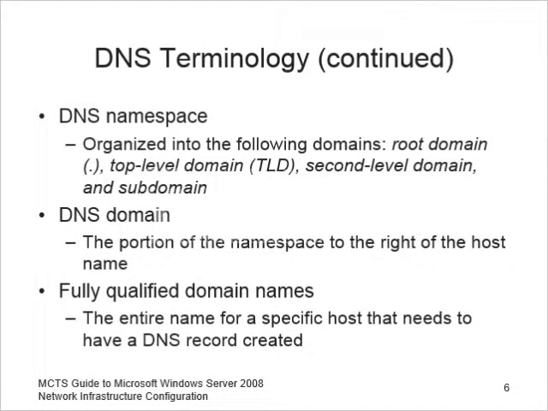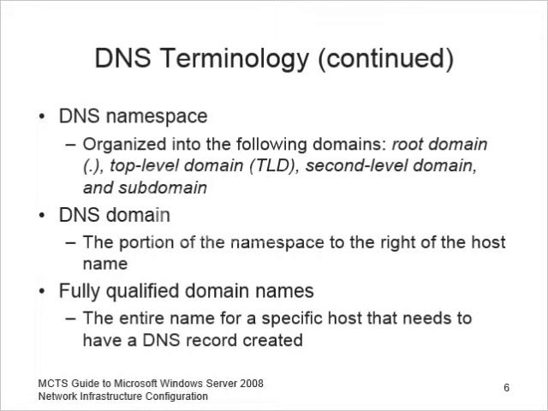A DNS namespace is a hierarchical, tree-structured list of the DNS host names, starting at the unnamed root, that is used for all DNS operations. The root domain is represented by a period. Under the DNS root domain, we find the top-level domains, or first-level domains, and these are organizational types such as .org, .com, and .edu. There are three types of top-level domains: generic, country code, and infrastructure domain.